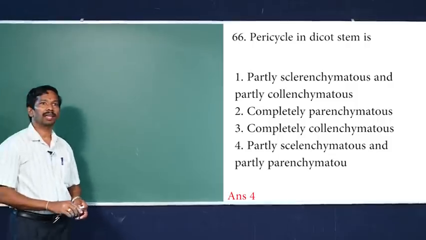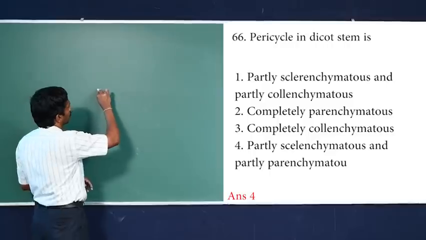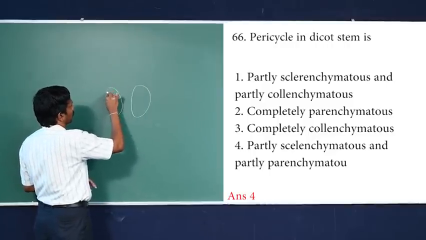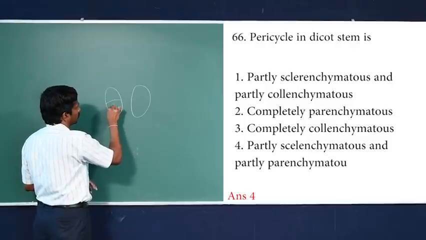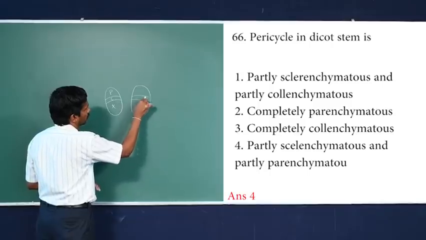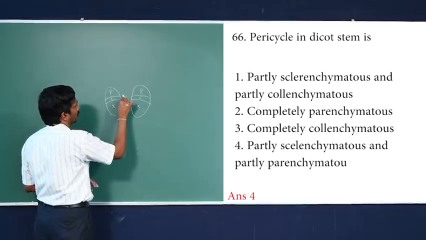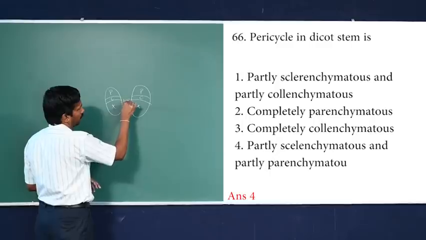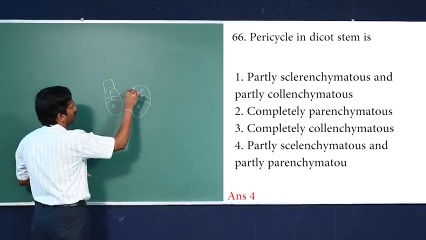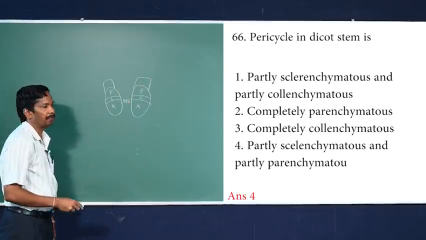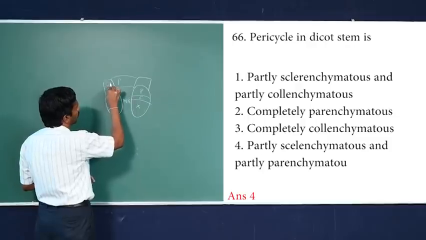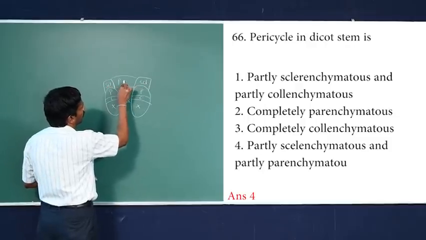66. Pericycle in dicot stem. So in the dicot stem, again a vascular bundle along with the diagrammatic representation: xylem, cambium, phloem, xylem, cambium, phloem, and here it is constituting medullary ray in between two vascular bundles, and around the phloem there is presence of sclerenchyma followed by or alternated by parenchyma. Sclerenchyma, sclerenchyma here, parenchyma here.